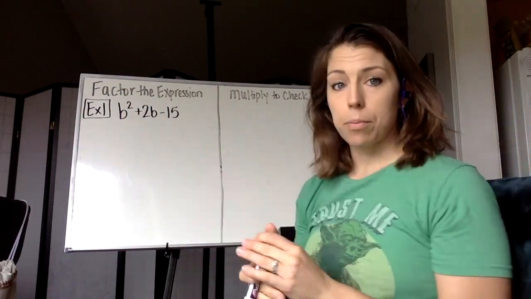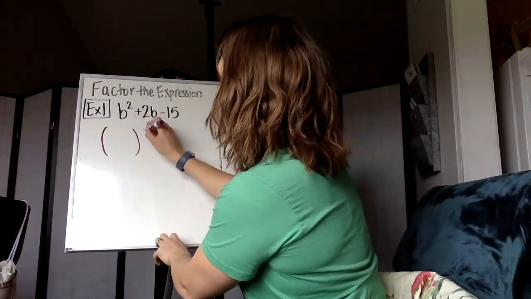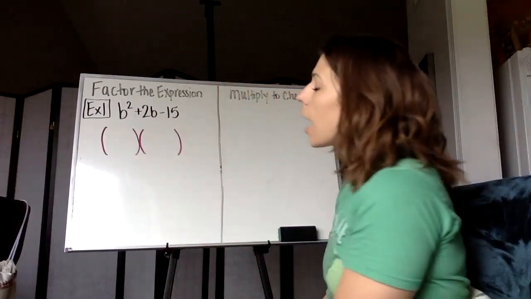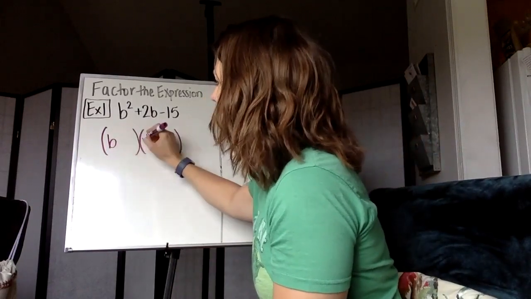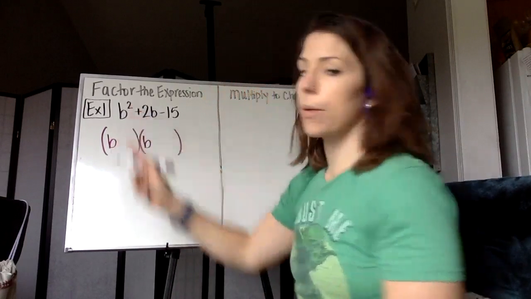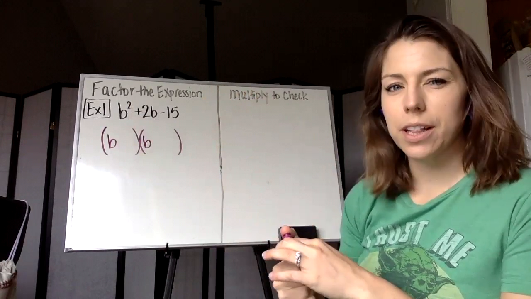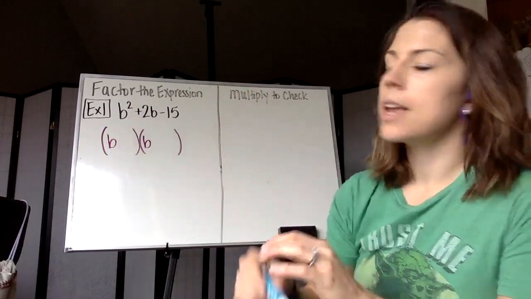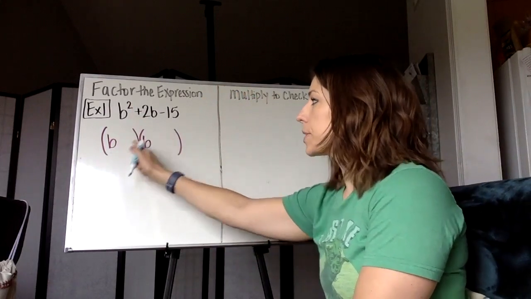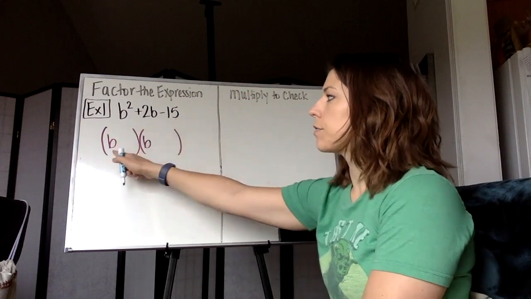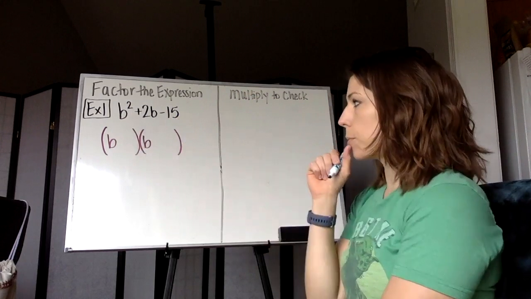So I'm going to set up what my answer is going to look like first. So I know my answer is going to be a product of 2 binomials. I also know that the first term in my answer is going to be b, because b times b is how I get b squared. I'm setting that up first because I know how P's and Q's work. Now we play the game to find these other 2 numbers, which we know have to multiply to negative 15 because the first 2 multiply to the first term, the second 2 multiply to the last term. We'll see that when we multiply to check.